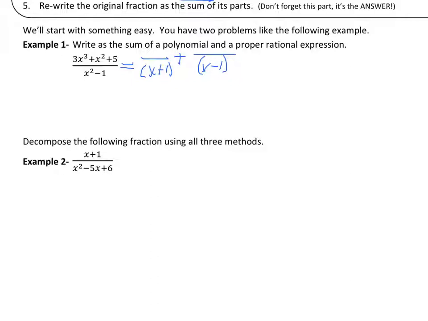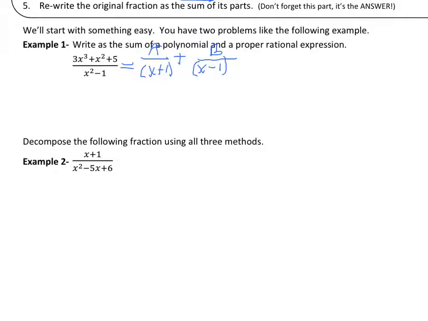Now what's the third step? The undetermined coefficients, right? So we're going to call this one capital A, and I apologize for not writing this so high up there. Let me see if I can fix that. I'm going to call this one capital B. So there are our undetermined coefficients.